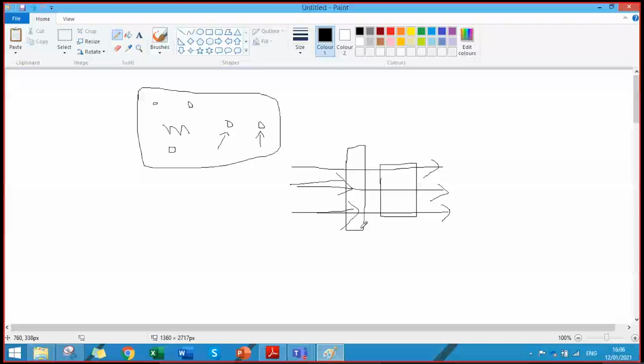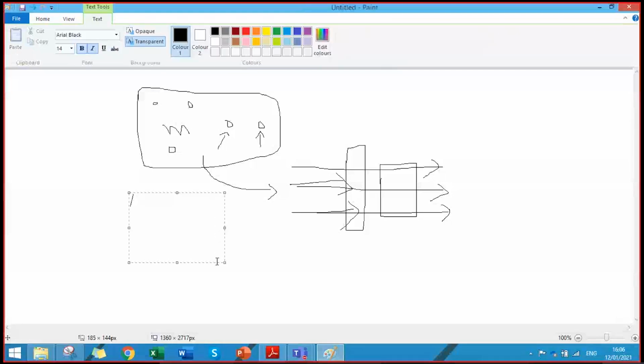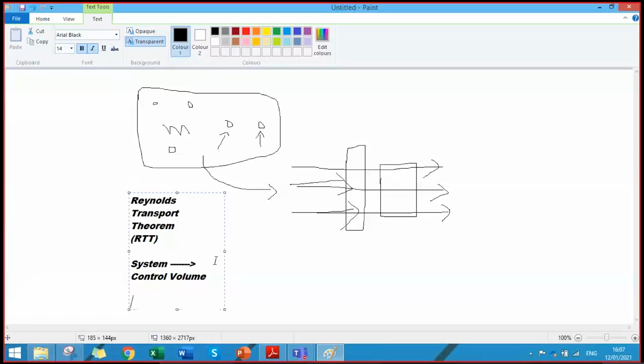So what we need to do is define some convenient mechanism that can help us translate these laws from the system approach to the Euler approach, from the Lagrange approach to the Euler approach. That translation is provided to us by the Reynolds transport theorem, or RTT. This helps us convert the system approach to the control volume approach, or in other words, the Lagrange description to the Euler description. Is it clear?